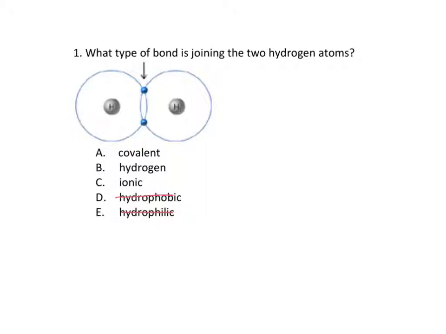So now that we've got our definitions down, looking at our image of this bond between two hydrogen atoms, which one makes most sense? The one that makes most sense is our covalent bond. Here we have the two hydrogen atoms, and we have 1 and 2 electrons that are being shared. These are the valence electrons that are being shared by both hydrogen atoms, which is the definition of a covalent bond. So our answer is A. The two hydrogen atoms are joined together by a covalent bond.